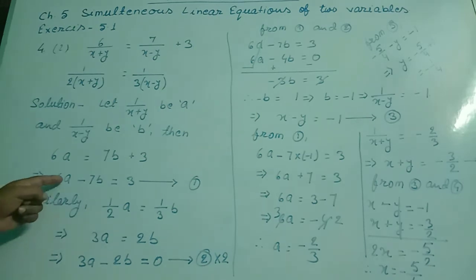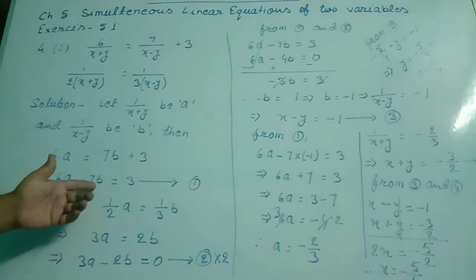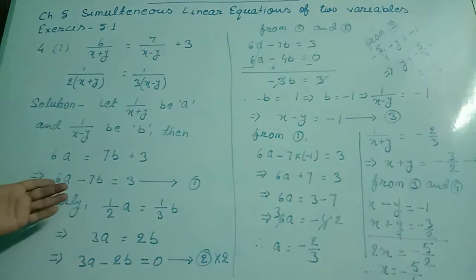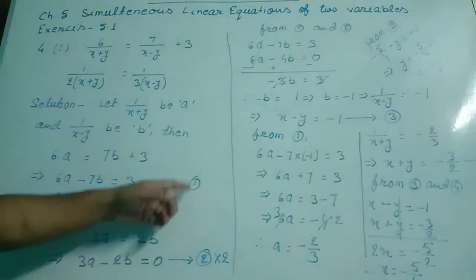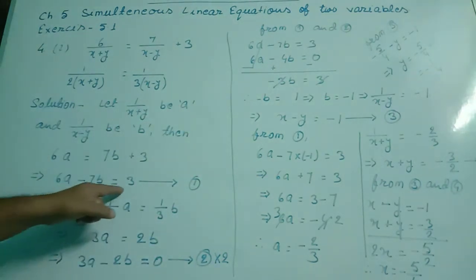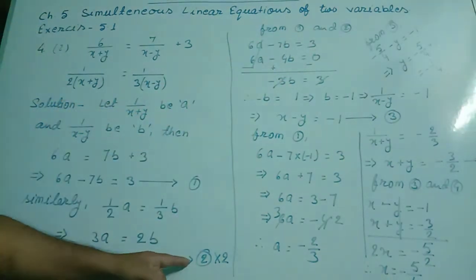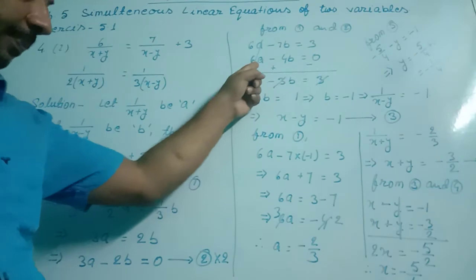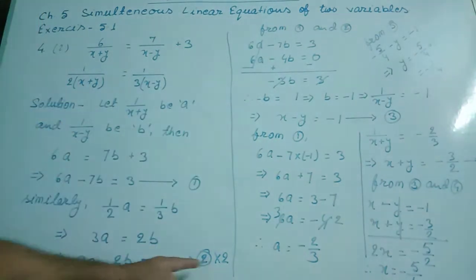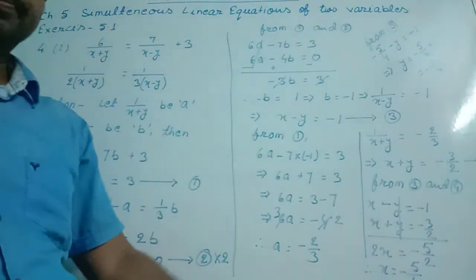We will equate the coefficient of a. Here is 6a and here is 3a. I have selected to equate the coefficients of a, though you can equate the coefficient of b also, no problem. So we will multiply this equation by 2. Equation 1 will be written as it is: 6a minus 7b equal to 3, and equation number 2 is multiplied by 2, so 2 into 3a equal to 6a, minus 2 into 2b equal to 4b, 2 into 0 equal to 0.